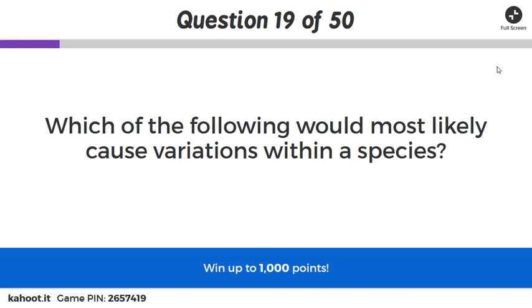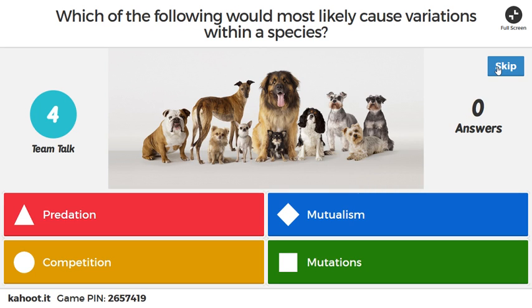So which of the following would most likely cause variations within a species? We had a question very similar to this earlier. This one's not asking about asexual or sexual reproduction. It's asking which one is going to cause a change in the DNA to allow new variations or new species to occur.